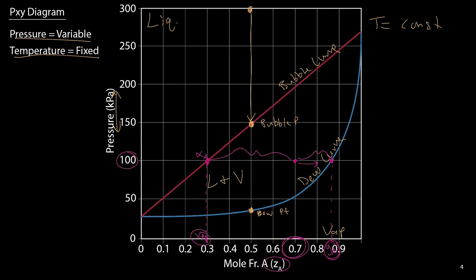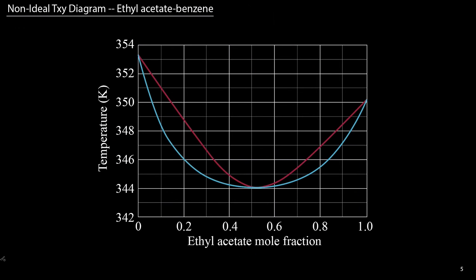Now lastly, what we've looked at have been ideal plots. But that's not to say that liquid vapor equilibrium can't get quite complex. So here's an example of a mixture of ethyl acetate and benzene. We can see that the behavior looks significantly different. This is a Txy diagram, which means the pressure is going to be fixed and we are changing the temperature. But let's take a look at it and see if we can understand the system, although it looks quite a bit different.